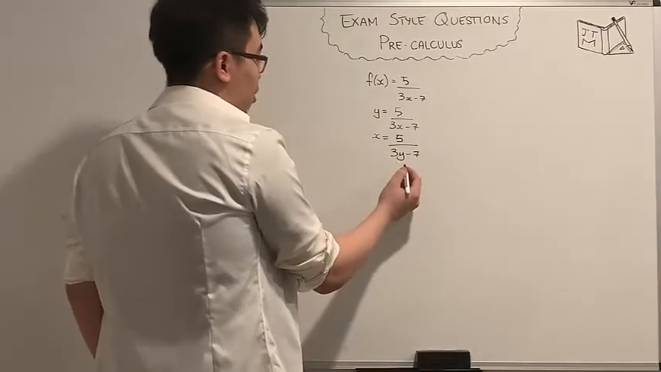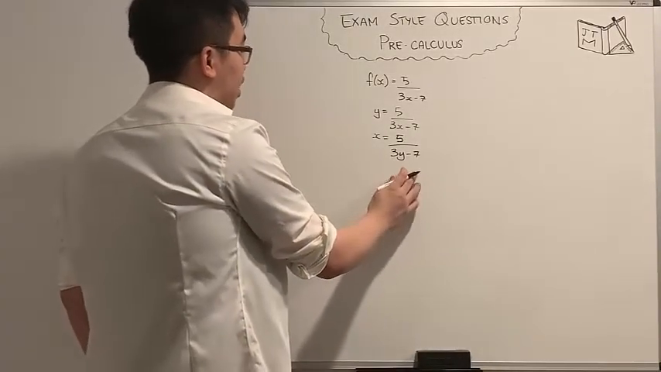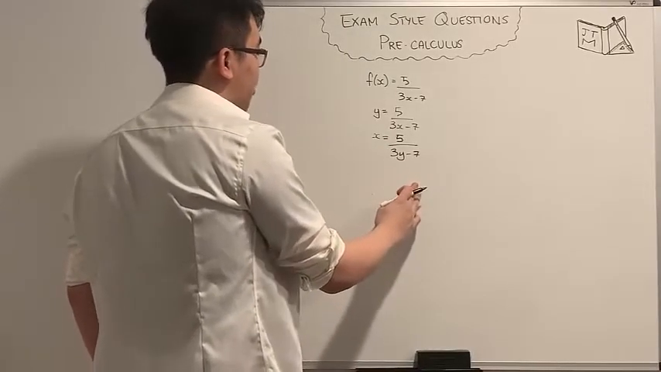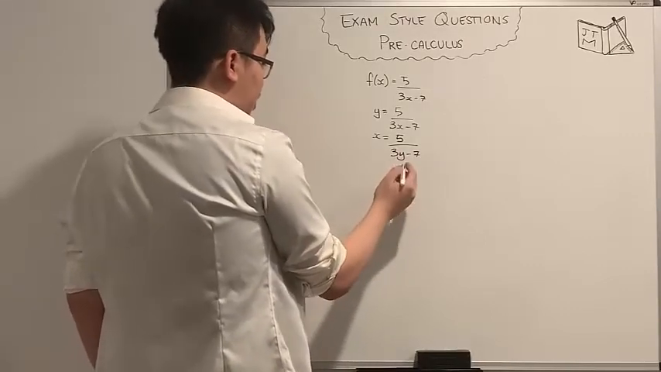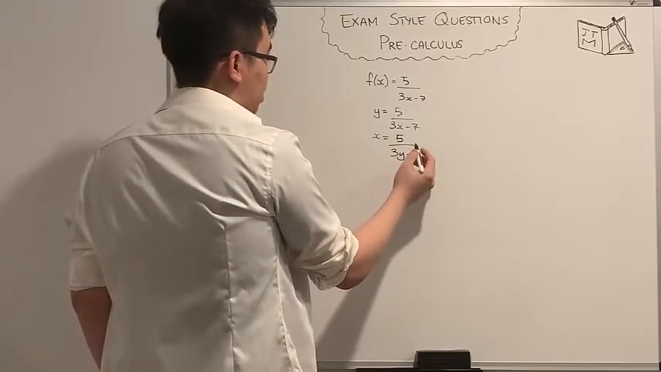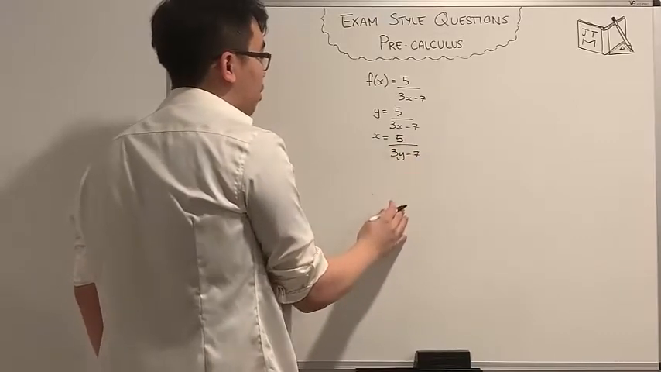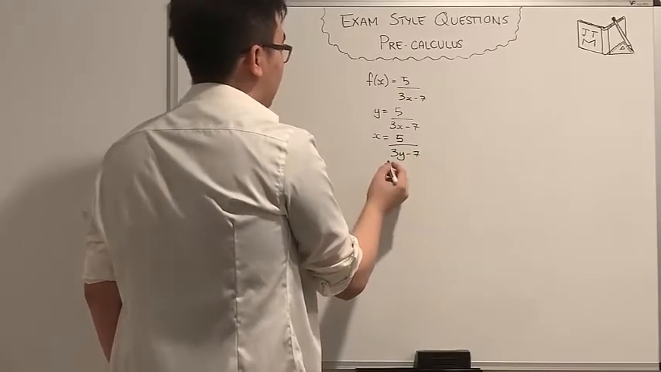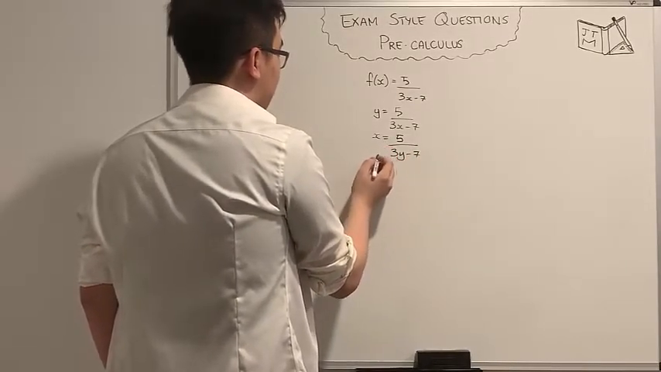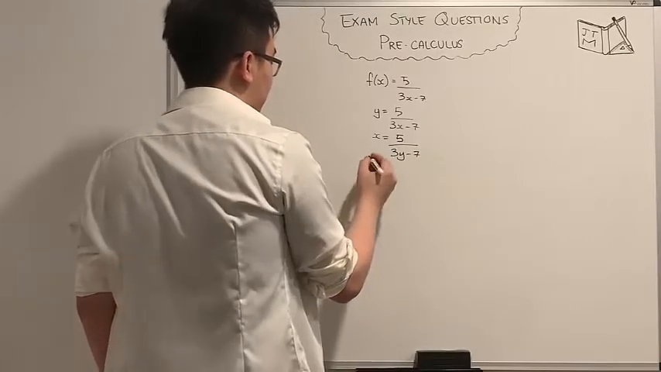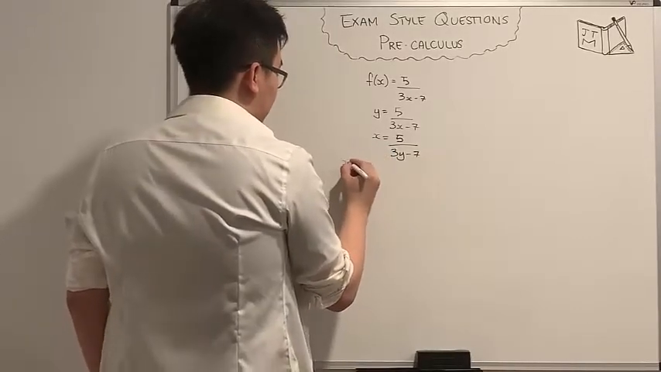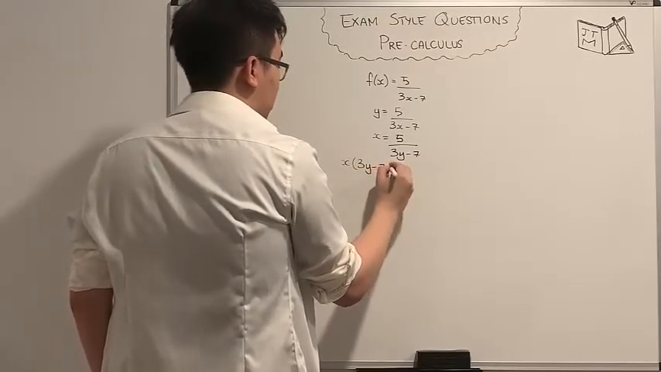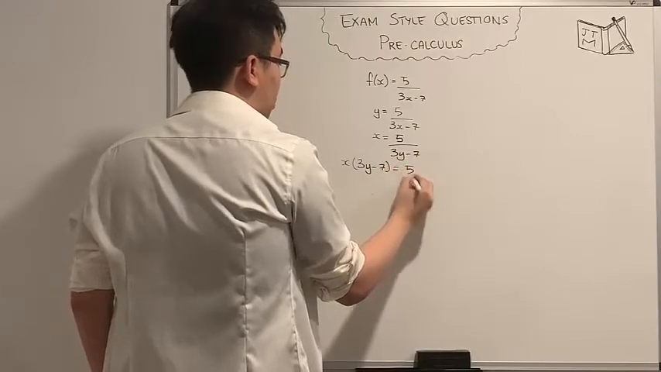So we have the y variable here in the denominator, and I want to get y on its own. So what should I do? I think I'm going to move the 3y minus 7 to the left side. How do we do that? Well, this 5 is currently being divided by 3y minus 7, so to remove that we have to multiply the 5 by 3y minus 7, and since this is an equation, we have to multiply the left side by 3y minus 7 as well. So we're going to have x times 3y minus 7, and now it equals 5.